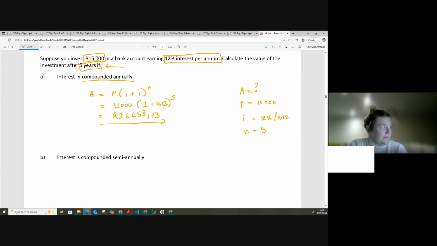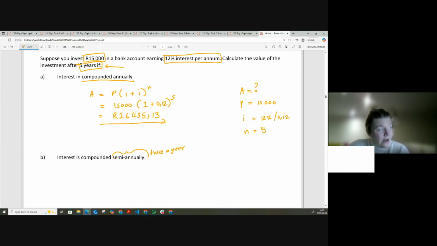Next one. Oh, did I write it the wrong way around? Yeah, sorry. Thank you. Next one, you're using very similar values, but now you're saying, what if it is compounded semi-annually? So semi-annually, all that means, what does this mean? How many times in a year would my interest be compounded? 2.